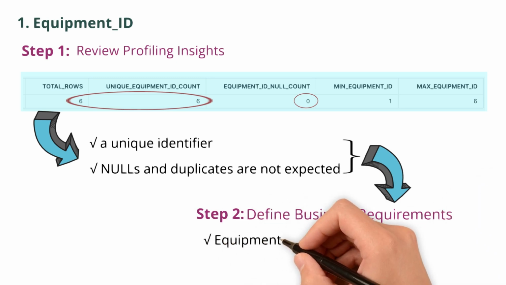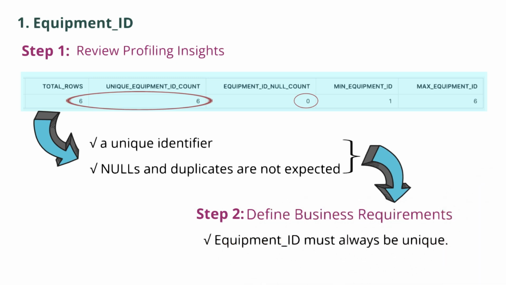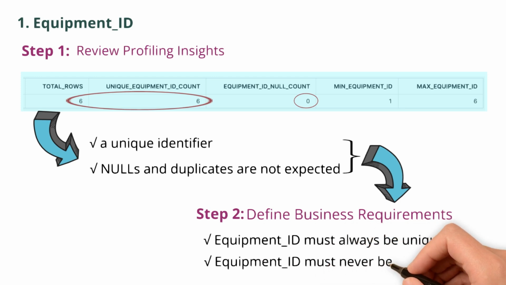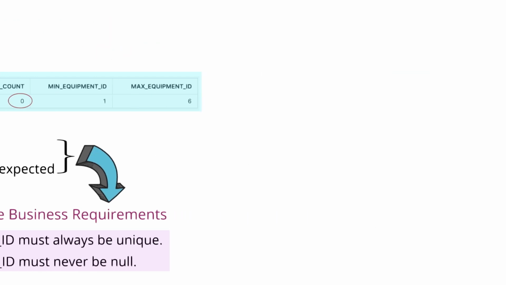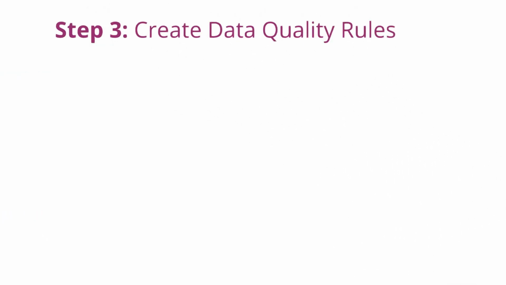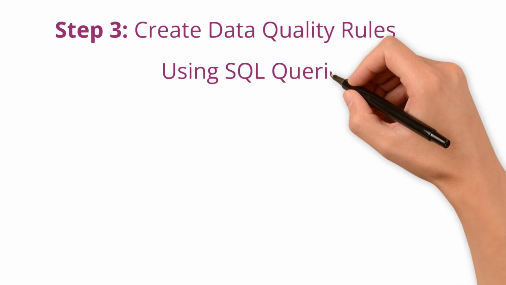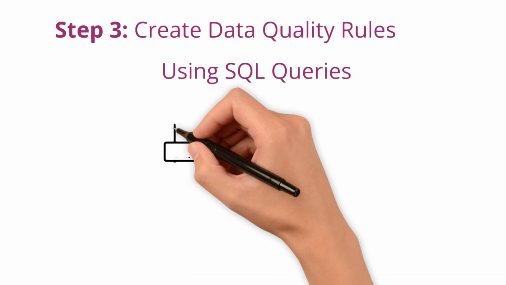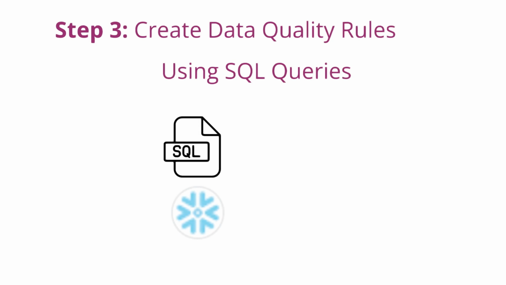Equipment ID must always be unique. It must never be null. Simple and straight, right? Okay, time for step 3. Create the data quality rules using SQL queries. Now let's write the SQL queries on Snowflake for the business requirements that we just defined.